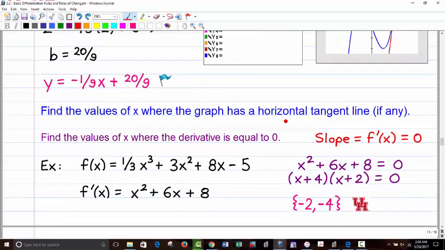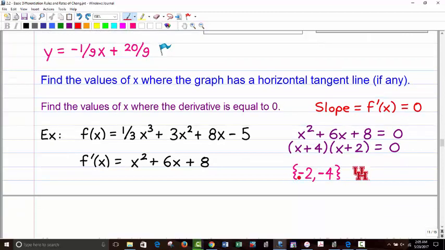So the idea is, horizontal tangent lines are always going to have a slope of 0. Therefore, you take the derivative and find all values of x that would produce 0. So you don't plug 0 into the derivative, you set the derivative equal to 0. So here's the function, and you take the derivative of it, so f prime of x will be x squared plus 6x plus 8. Pretty easy. Set this equal to 0. This one factors nice and easy. x plus 4, x plus 2. So the two values then would be -2 and -4.